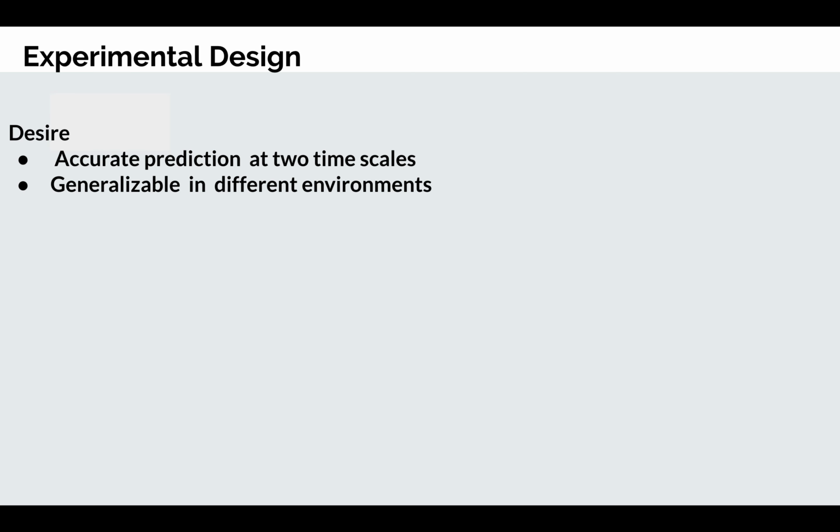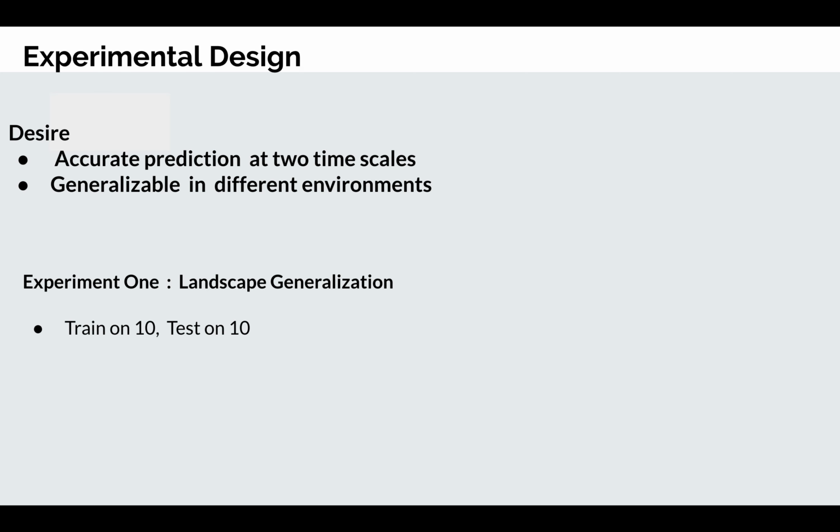And so our desire here is to find solutions that do two things: produce accurate predictions at 2 timescales, at short and long-term intervals, and then are able to generalize across different environments, right? We don't want solutions to be overfit to a single environment. So we do that by looking at 2 different experimental designs. The first is going to be generalizing to landscapes.